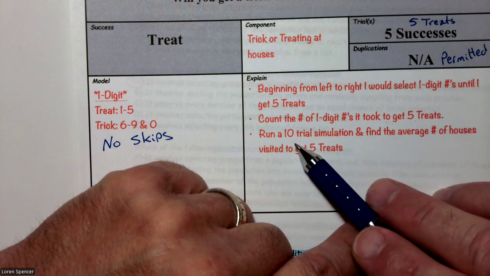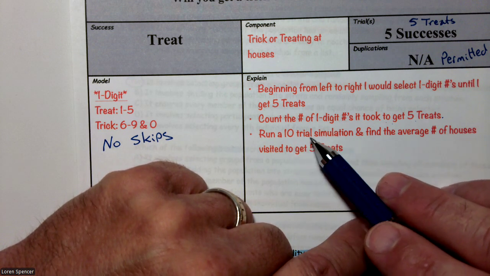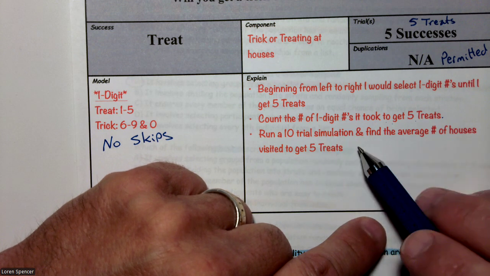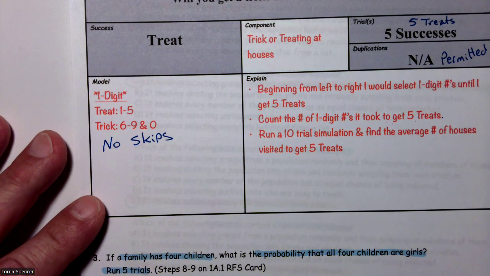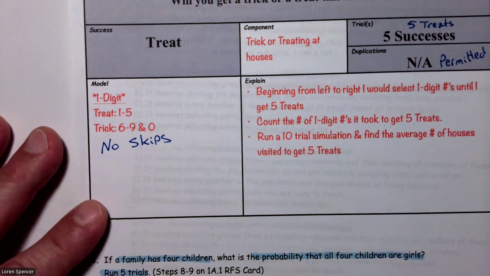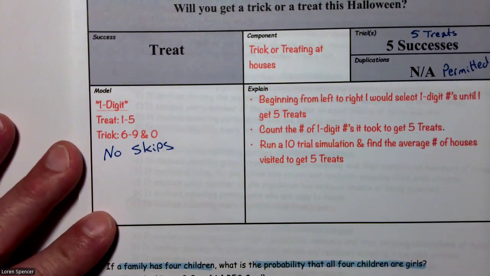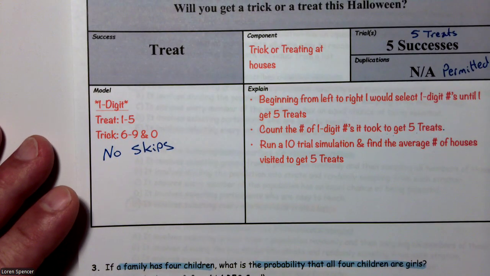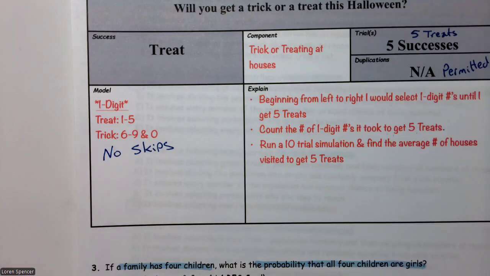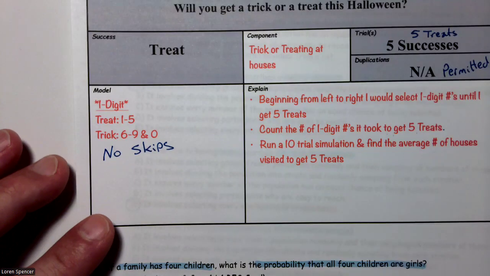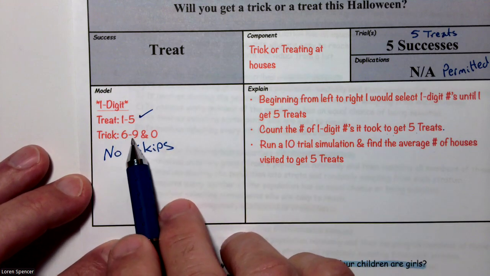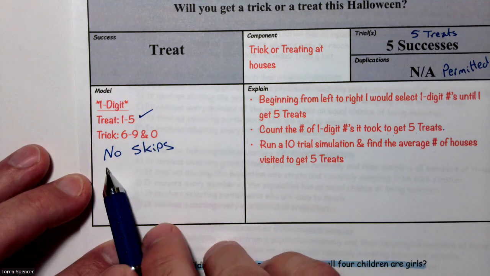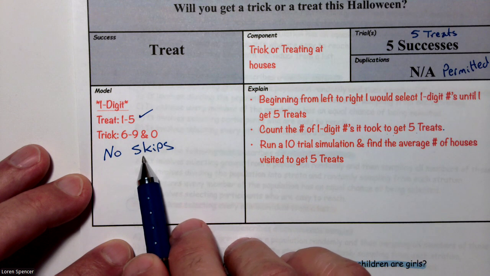And then we're going to repeat this and run 10 trials and take the average number of houses visited to get 5 treats on average. So what we'd be saying is in the long run, on average, we had to visit this number of houses in order to get 5 treats. We weren't going to worry about the number of tricks. We're going to keep track of the number of treats. Those would be successes. 6 through 9 and 0 are tricks, and there would be no skips.